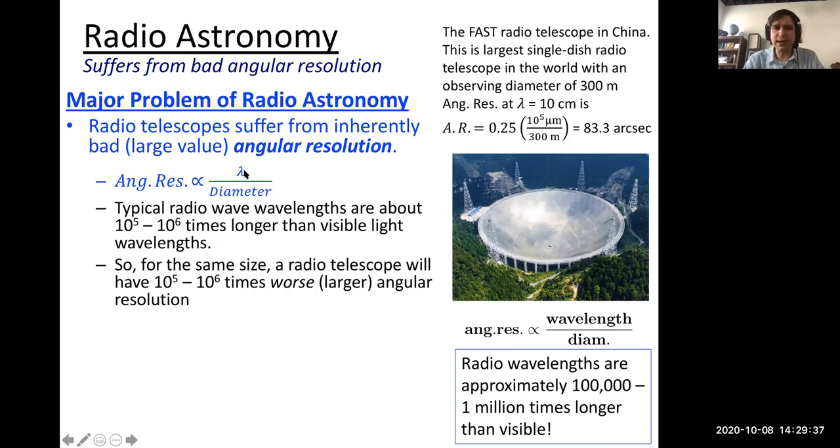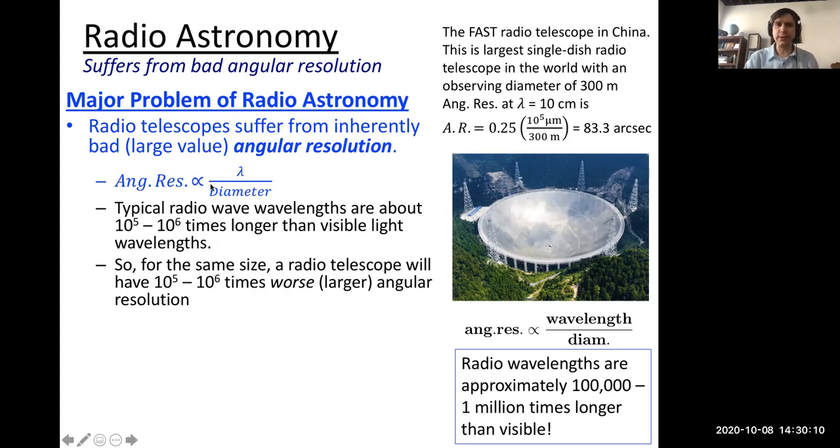So if I were to plug in a number that's 100,000 to 1,000,000 times larger up here, I'd end up with an angular resolution that's 100,000 to 1,000,000 times larger for the same diameter telescope. So for the same size telescope, a radio telescope will have an angular resolution that's 100,000 to 1,000,000 times worse than a visible light telescope. That's really, really blurry. How can we get around this?